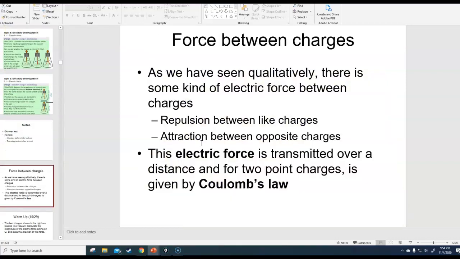Okay, so we're going to stop the video there. In the next video, we're going to start talking more quantitatively about the force between electrical charges, and that's going to involve what's called Coulomb's law.